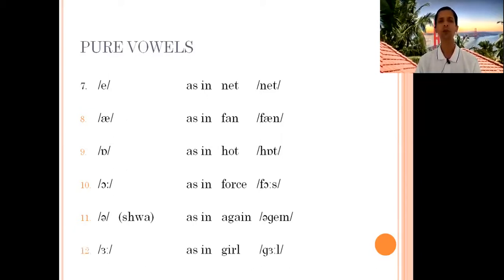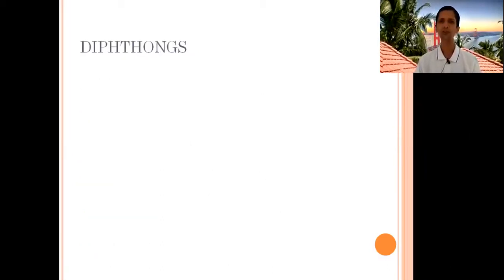And the last pure vowel is the long form of this schwa, that is as in girl, earth, etc. So these 12 are the pure vowel sounds in the English language. Now we have diphthongs. Diphthongs are also vowel sounds, but they are a combination of two vowel sounds. We have 12 pure vowels in English, but we have only 8 diphthongs in the English language. Let us see how these diphthongs are formed one by one.